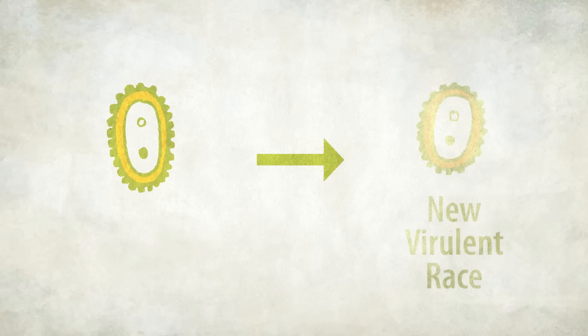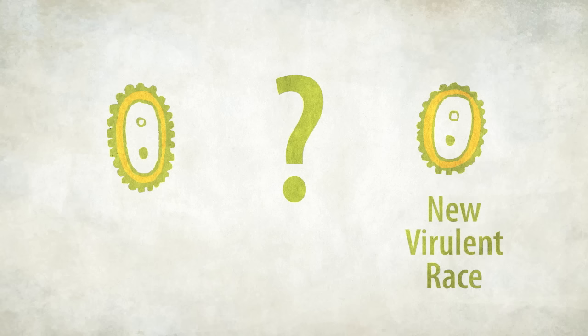What a perfectly clonal cycle does not explain fully is the emergence of new virulent races. For this, it is instructive to shift our attention away from the wheat host plant and to continue to follow the pathogen.